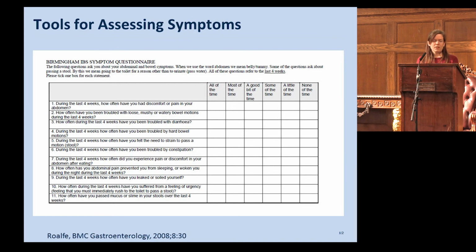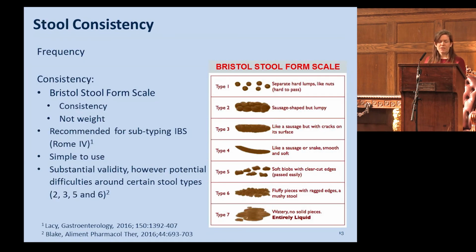So in terms of measuring stools, it's worth assessing the frequency of bowel motions, and there are different ways to do this. You might ask how frequently they open their bowels per day or per week. In terms of consistency, we generally use the Bristol Stool Form Scale. It's the most commonly used scale for assessing stool form, and it's recommended by the Rome 4 criteria for subtyping IBS into diarrhea, constipation, mixed or unsubtyped. It's fairly simple to use and has been modified to be pictorial, and so this can really help patients to classify their current stool form.